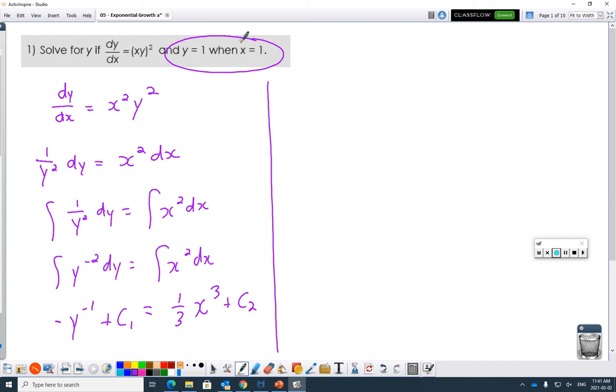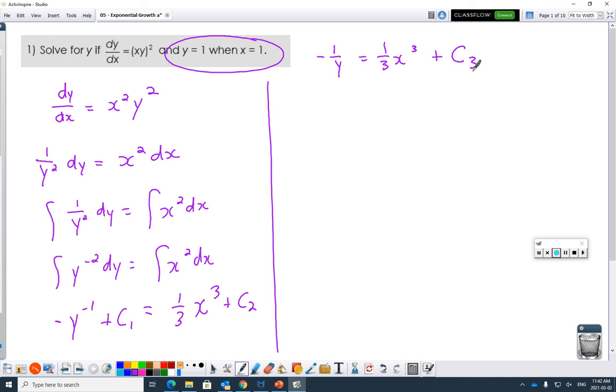So what I'm going to do is just a little bit of work on this. I'm going to tidy it up a little bit and change it to -1 over y equals 1/3 x cubed plus c3. That's going to be my first version of this answer. Can you see it's well on its way? They want to know solve for y, and I'm well on my way for solving for y. There's some problems with solving for y.